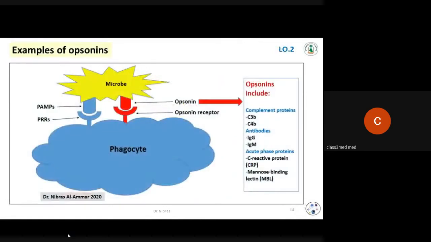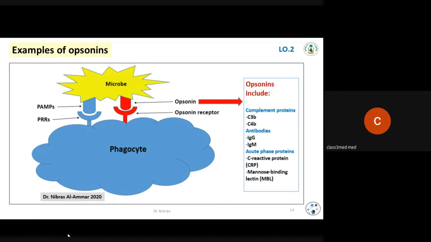Now, I want to show you how the PAMPs and PRRs bind together and how opsonins bind and attract phagocytes. Here in this figure, you can see the microbe. Each microbe has a specific pathogen-associated molecular pattern. That means it has some molecules, for example antigens, on its surface. For example, bacteria have some antigens, somatic, flagellar, or capsular antigens.